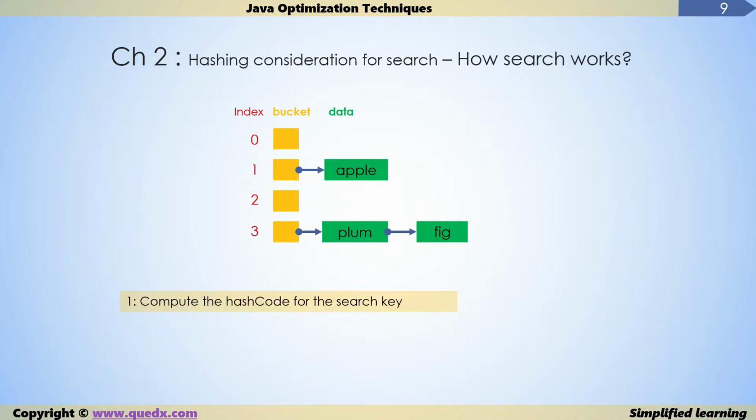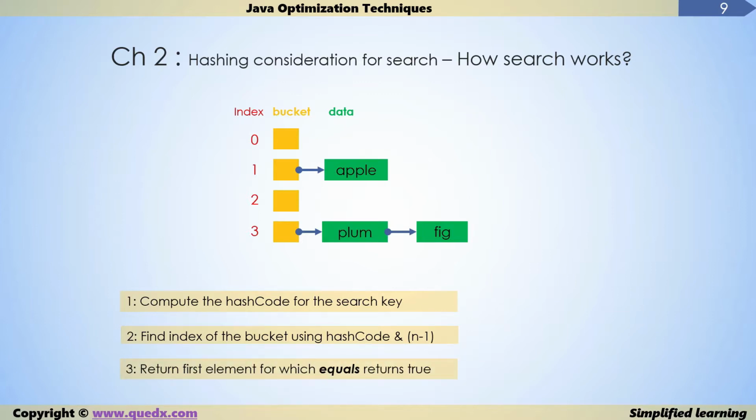Let's look at how the search in a hash set works. There are 3 steps. In the first step, it will compute the hash code for the search key. Second, it will try to find the index of the bucket using hash code & (n-1), where n is the capacity. Once we get the index, it will get the linked list corresponding to that bucket, and then it will iterate through each of the elements in the linked list, and the first matching element in that linked list will be returned. It will use the equals implementation to compare the objects.